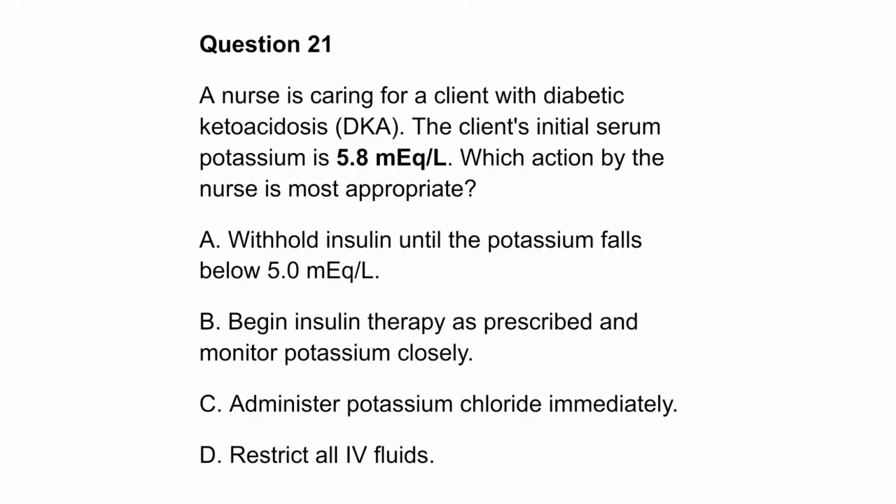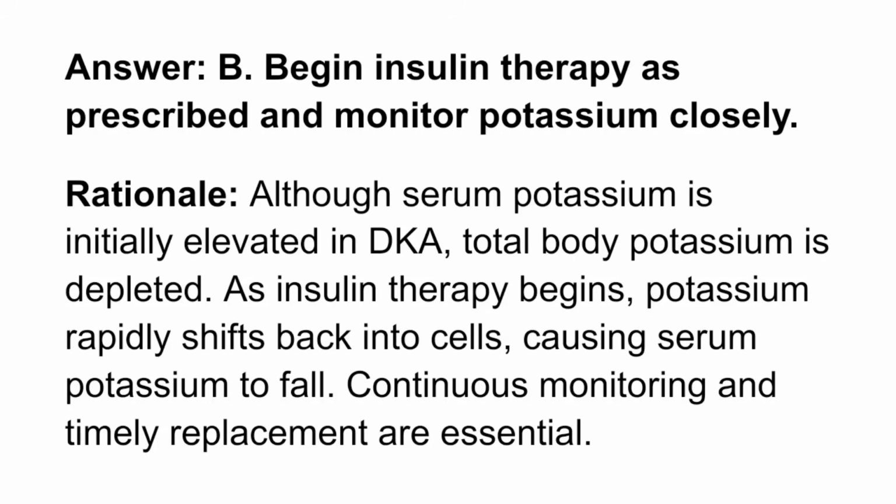Which action by the nurse is most appropriate? A. Withhold insulin until the potassium falls below 5.0 milliequivalent/L. B. Begin insulin therapy as prescribed and monitor potassium closely. C. Administer potassium chloride immediately. D. Restrict all IV fluids. Answer. B. Begin insulin therapy as prescribed and monitor potassium closely.